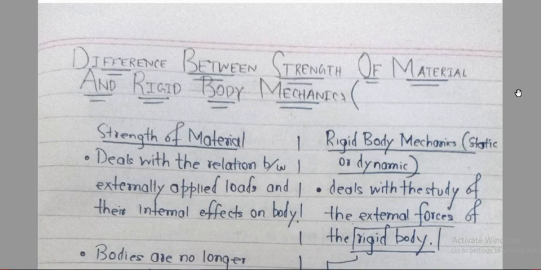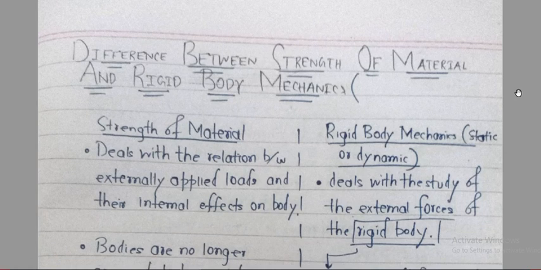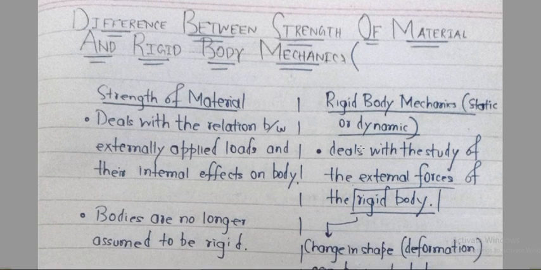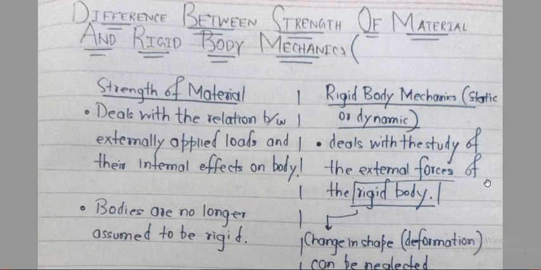In this video, we are going to discuss the difference between strength of material and rigid body mechanics, as well as discuss simple stress and do certain numericals related to that topic. So, first of all, the strength of materials deals with the relationship between externally applied loads and their internal effects on the body, whereas rigid body mechanics, that is the statics and dynamics, deals with the study of external forces of the rigid body.